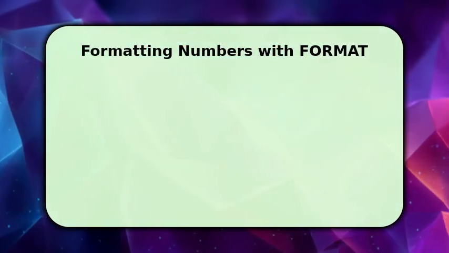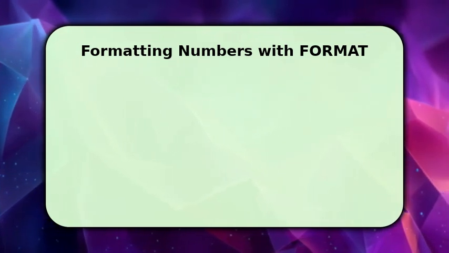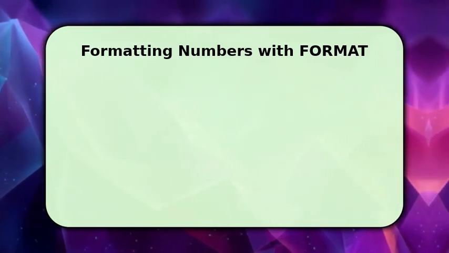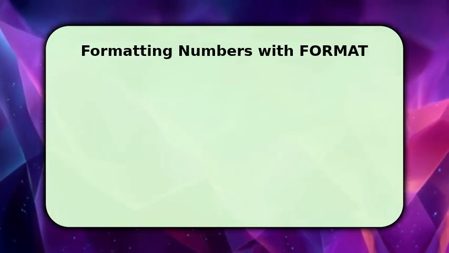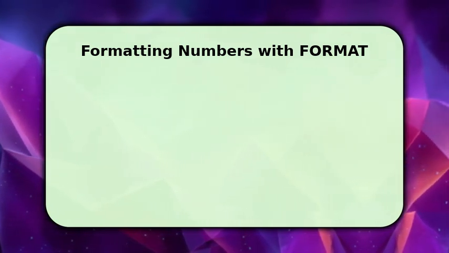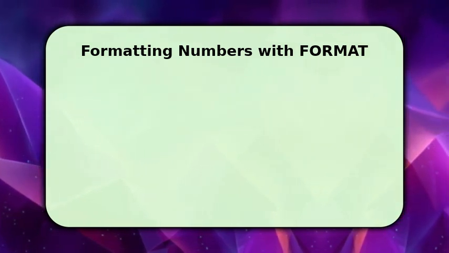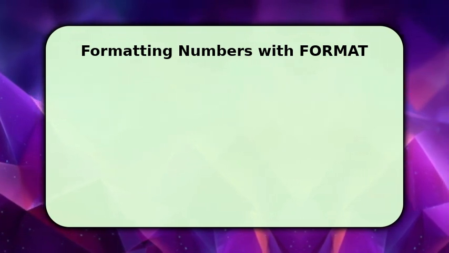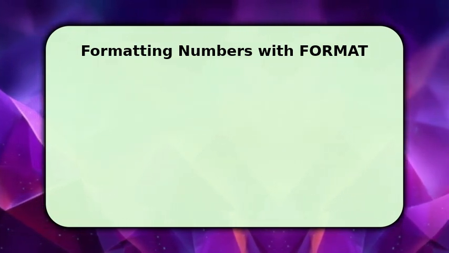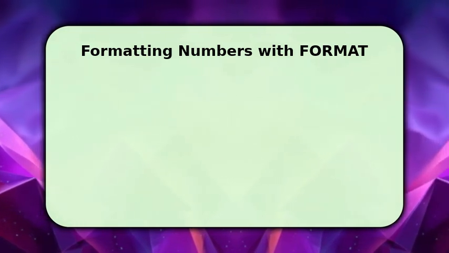The format function offers great flexibility for numbers. You can easily convert a raw number into a currency value, perhaps showing it as $1,234.56. Or you can add thousand separators to large numbers, making 1,234,567 much more readable. It also handles percentages, displaying 12.34% clearly.